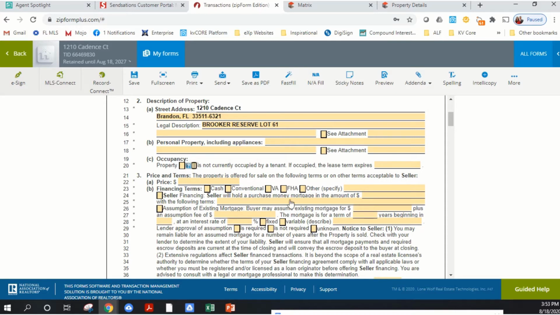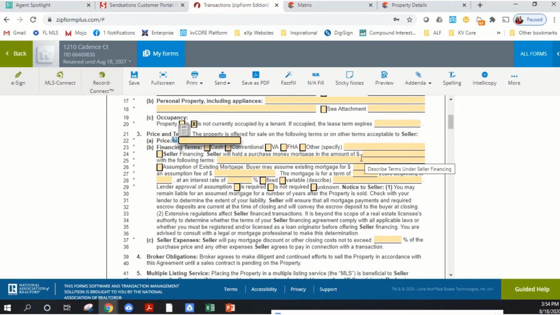The property is not currently occupied by a tenant. That's important because there are tenants' rights that if it was occupied, they would need to uphold the lease that's in place. Okay. The price is there. I'll probably leave this blank because we haven't agreed on it.